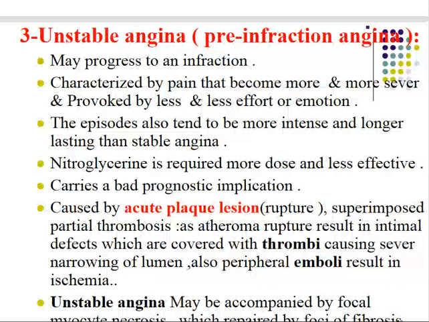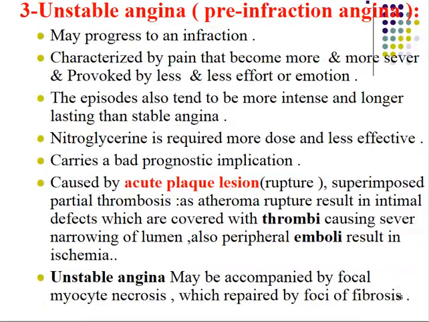So, the acute plaque lesion means rupture of the plaque superimposed by partial thrombosis, as atheroma rupture results in an intimal defect, which is covered with thrombi, causing severe narrowing of the lumen, and peripheral emboli result in ischemia. So with the rupture of the atheroma and formation of thrombosis, there is evidence for the development of thromboembolism as a result of showering from the site of the coronary vessels. Unstable angina may be accompanied by focal myocyte necrosis.